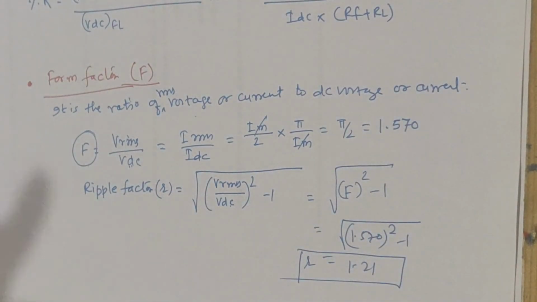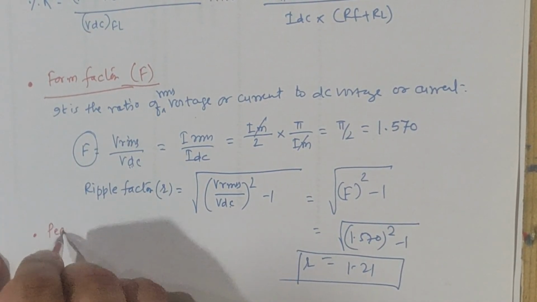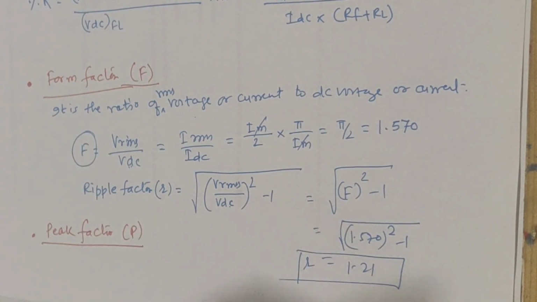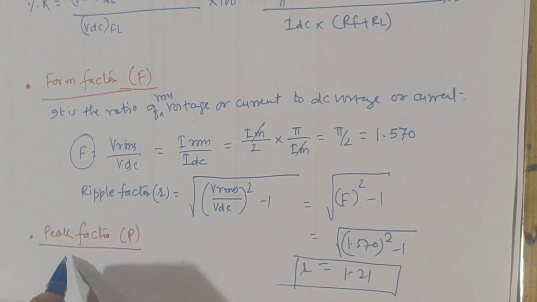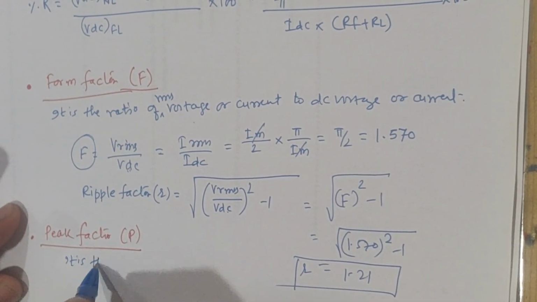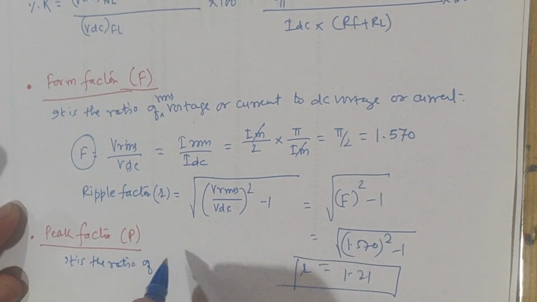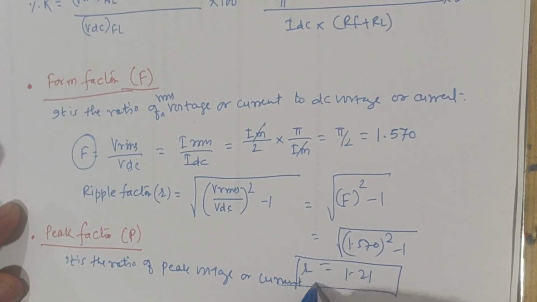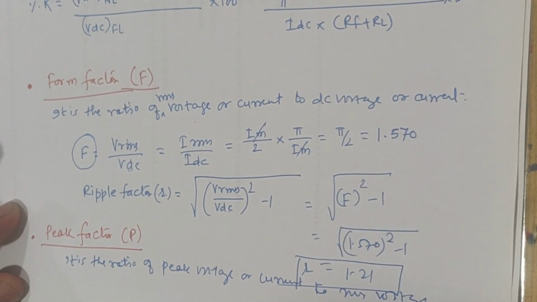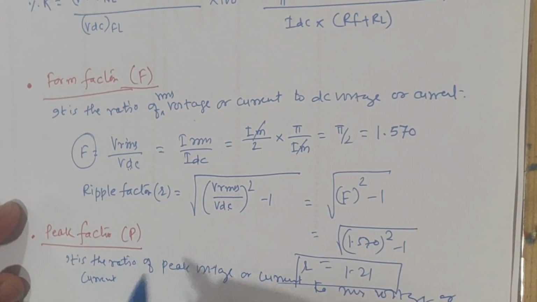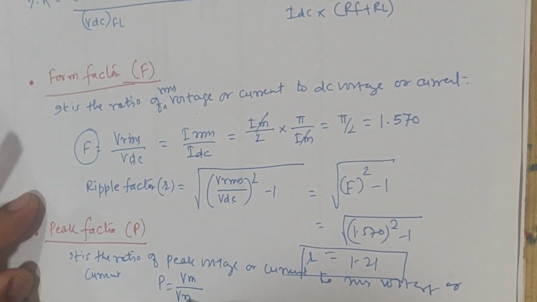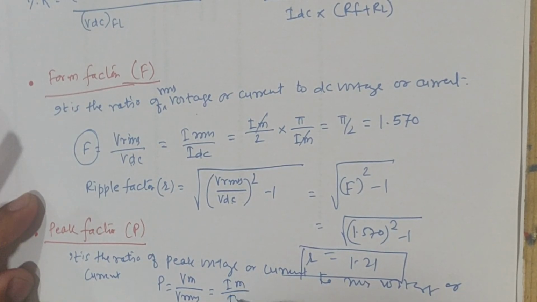Now let us go for the last parameter, which is called the peak factor, represented by capital P. And what is that? That is again a very easy formula. It is the ratio of peak voltage or current to RMS voltage or current. So we can write capital P is equal to Vm, the peak voltage, upon VRMS, or Im upon IRMS.